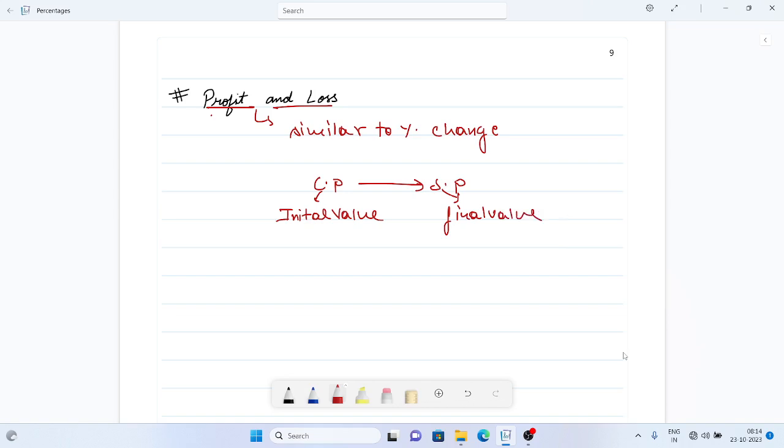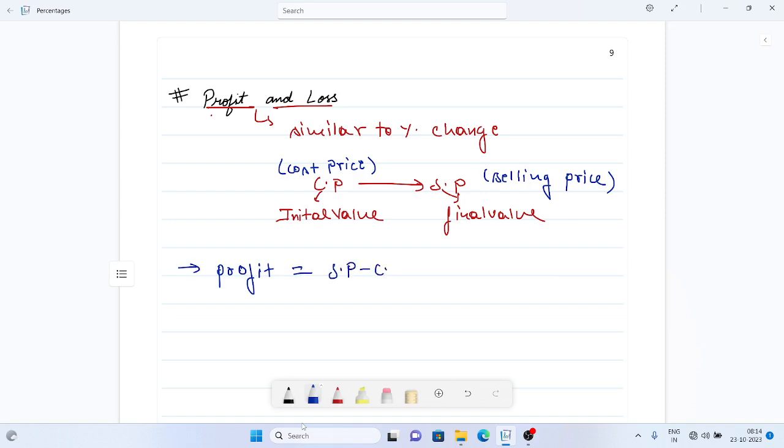So this is the cost price, this is the cost price, and this is the selling price, where the seller sells the product. Okay, now what is profit? Profit is always selling price minus cost price.